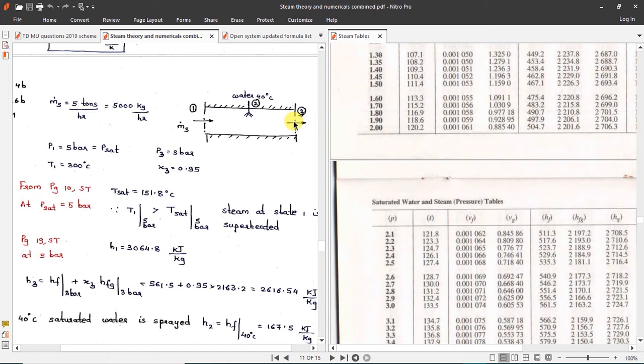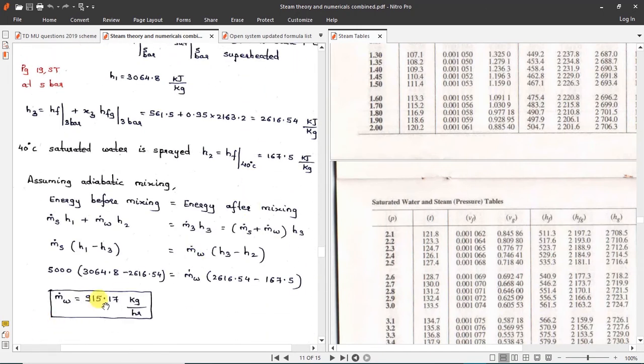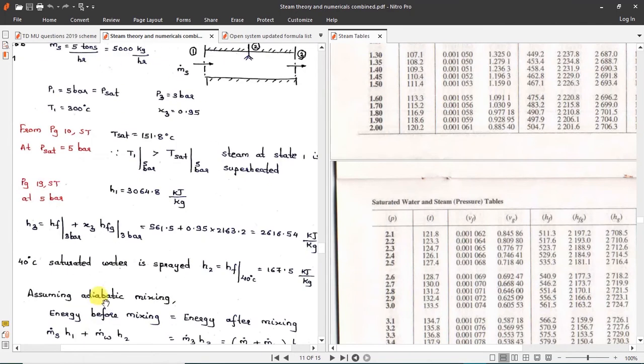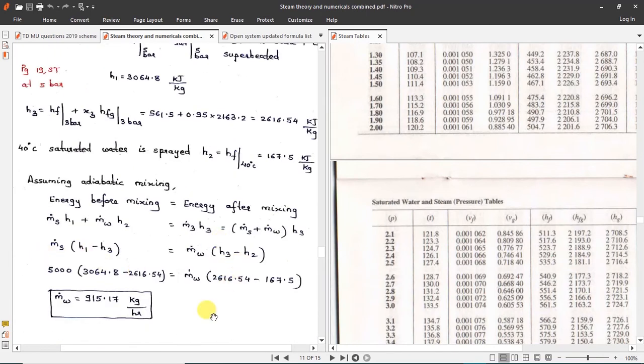Suppose this mass flow rate is given. If this is the amount of water which is being sprayed in the steam, what is the nature of steam at point number 3? So in that case, you will calculate this h3. Now in this equation, the reverse thing will be there. Mass of water will be given in the question, and you will calculate what?